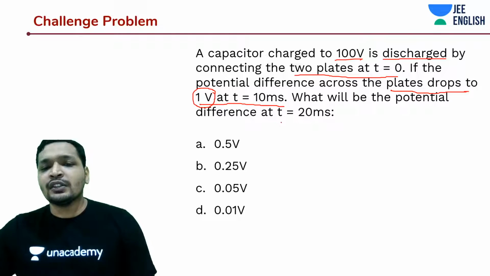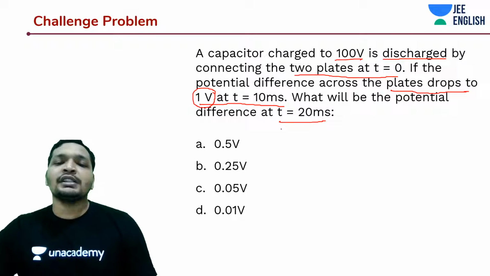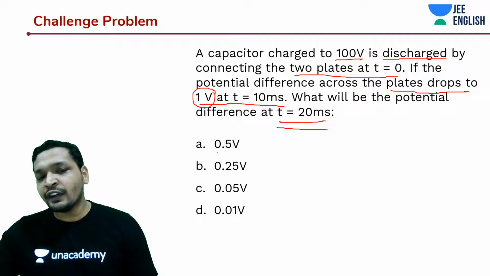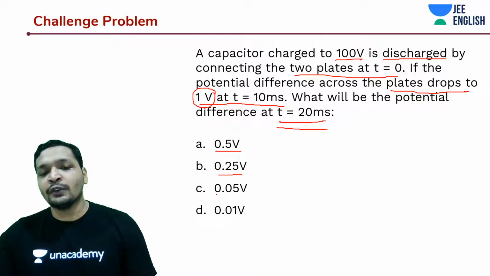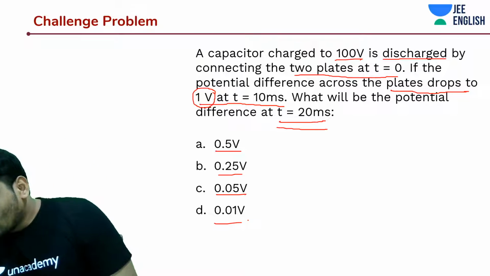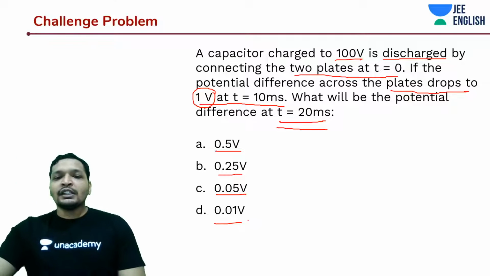So let's move into this question. They're asking you what is the potential difference across the capacitor at T is equal to 20 milliseconds. But anyway, I haven't given you any option. 0.0 volts, it's all 0.5, 0.25, 0.05, 0.01 volts. Are you sure, Krunal? Did you work out the equation?